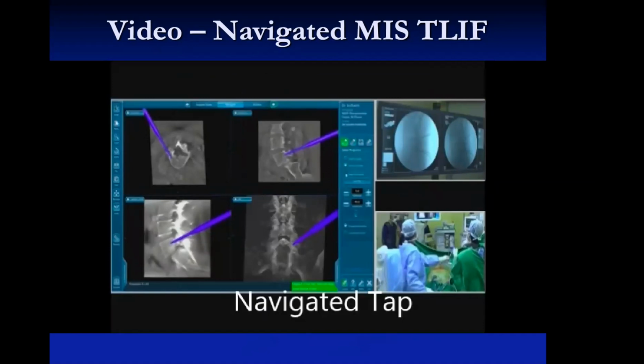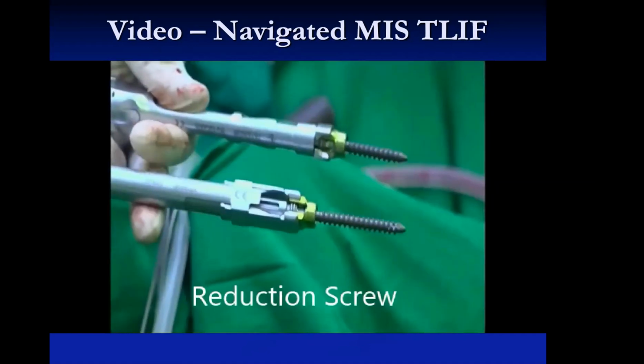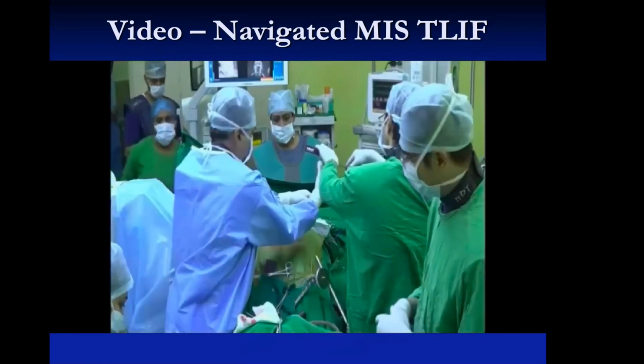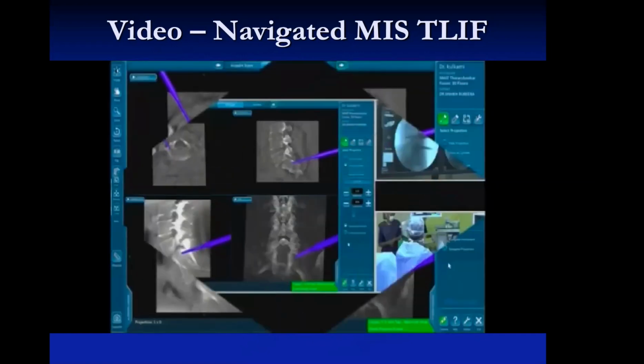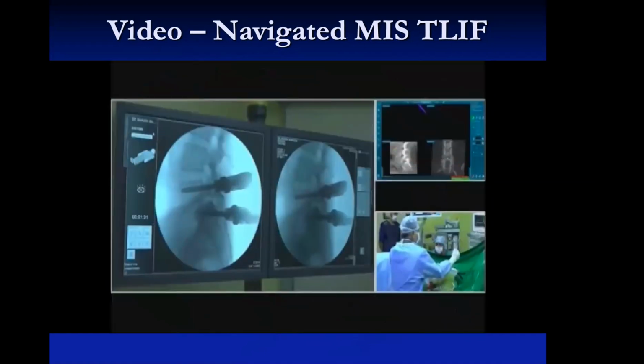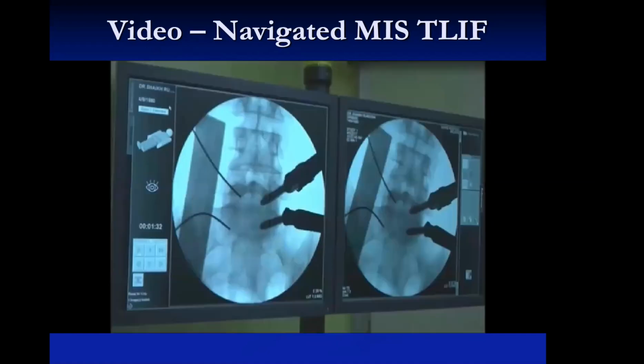Navigable taps are used to make tracks for the pedicle screws. Special reduction screws are used in this situation. They are passed into the L5 and S1 pedicles on the opposite side of the symptoms, that is on the contralateral side of the symptoms.